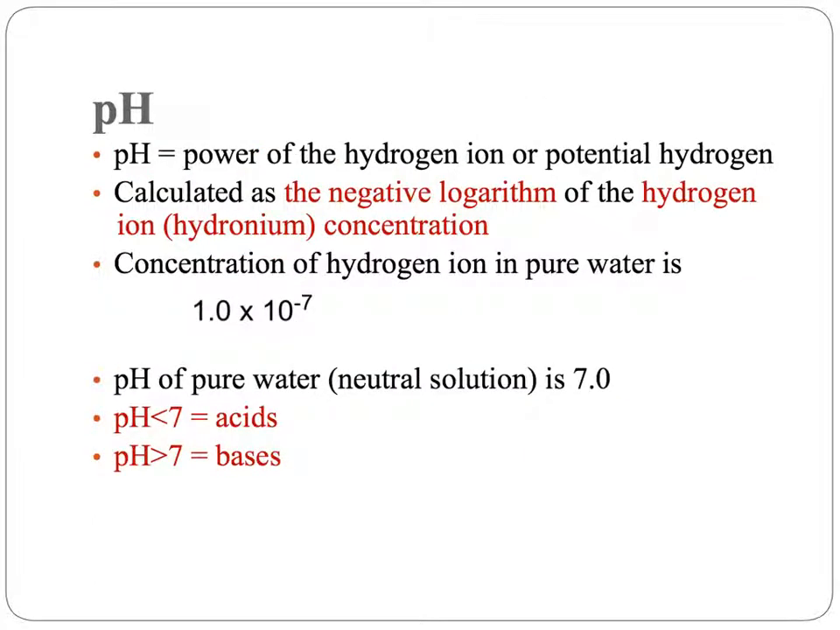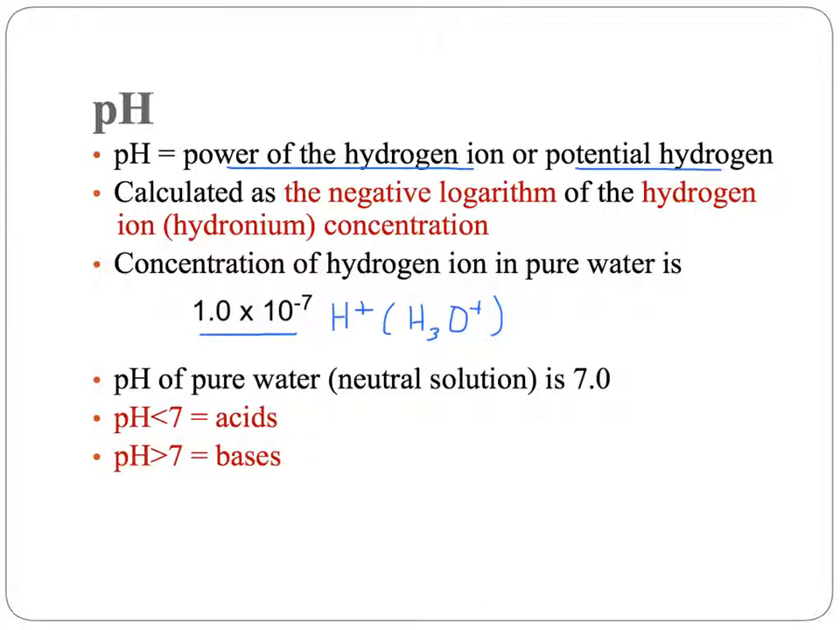We use this ionization of water as the basis for the pH scale. pH stands for the power of the hydrogen ion, or sometimes you see it as the potential hydrogen, and is calculated as the negative logarithm of the hydrogen ion, or more particularly the hydronium ion concentration. So the concentration of a hydrogen ion in pure water is 1 times 10 to the negative 7. That would be for your hydrogen ion, or as I said, more accurately, it's your hydronium ion.